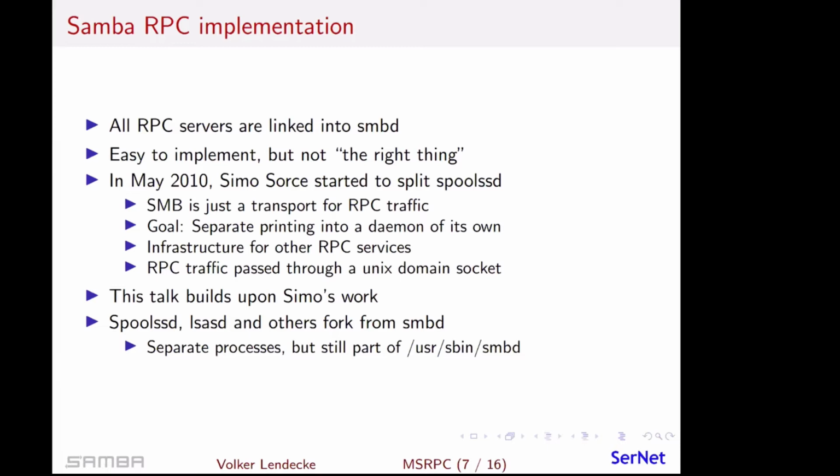And what Simo did was just separate this printing into a daemon of its own. So RPC traffic, if you look at the Wireshark trace, comes in via SMB. And this is implemented naturally by smbd. But if the spoolss service is then implemented by the spoolss daemon, another process, we need to get the data across. And we do this with a Unix domain socket.